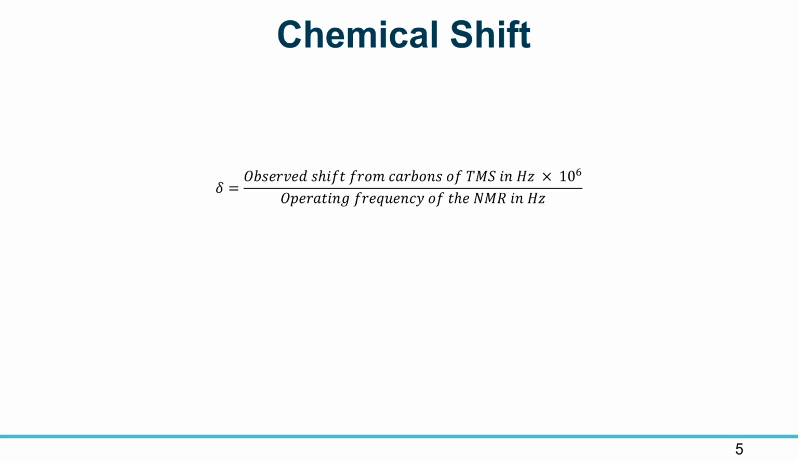We relate these differences in signal energies detected in terms of chemical shift. The chemical shift delta is the location of a signal in an NMR spectrum relative to the reference material tetramethylsilane, TMS. The unit used to express chemical shift is the part per million, ppm, where 1 ppm represents 1 part per million of the NMR spectrometer's operating frequency.